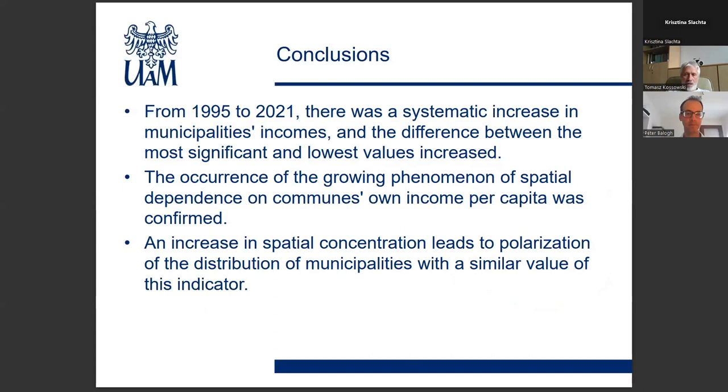So, some conclusions, as I showed: we had a systematic increase in municipalities' incomes, and also the difference between the smallest and the largest values increased. We can observe the process of spatial dependence of communes on income per capita, and this process is stronger and stronger over time. Of course, as a consequence, we have a spatial concentration and spatial polarization of the distribution of municipalities with similar values of own income per capita.